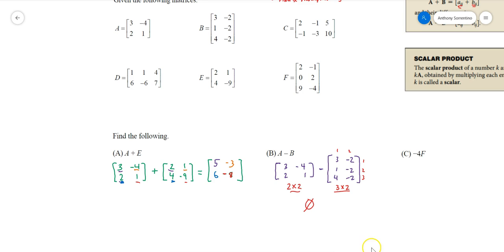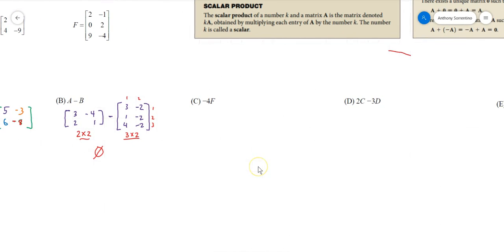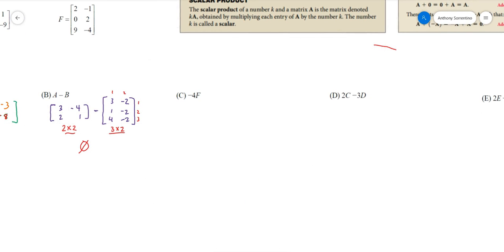Negative 4 times f, or negative 4f. We might lose sight of those matrices up there, but you should have them on your sheet so you know what they are anyway. So that means I'm going to be doing negative 4 times the matrix 2, 0, 9, negative 1, 2, negative 4. Which means every one of those numbers in the matrix gets multiplied by negative 4. So this is negative 8, this is 0, negative 36, 4, negative 8, positive 16.